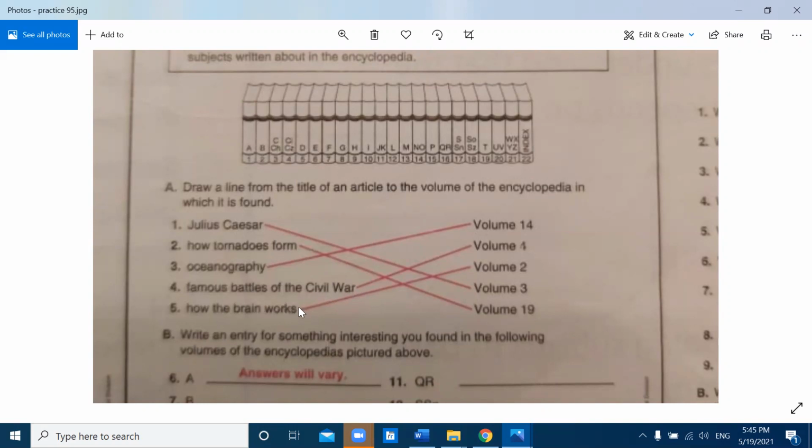How the brain works. If I want to know about the brain, I'm going to look up brain. I find that in volume 2 under the letter B.